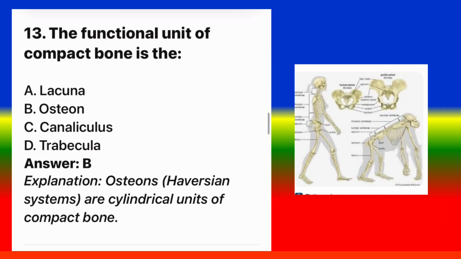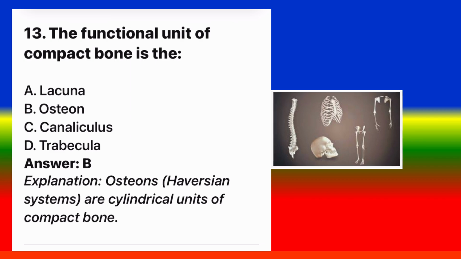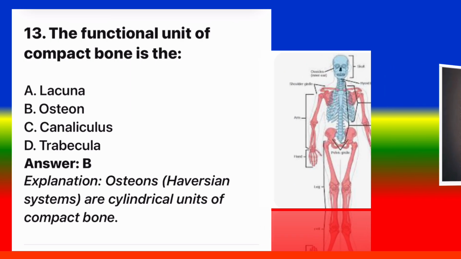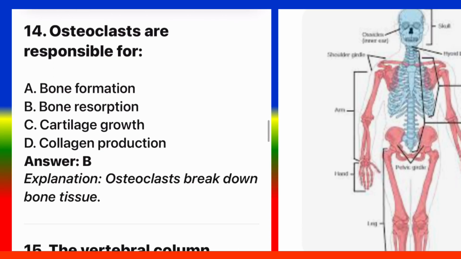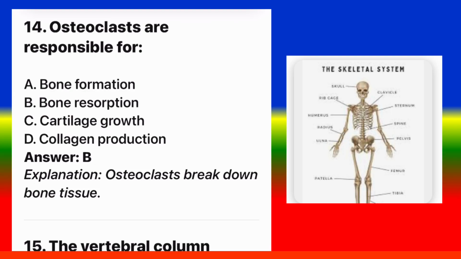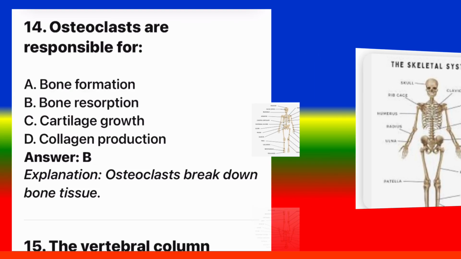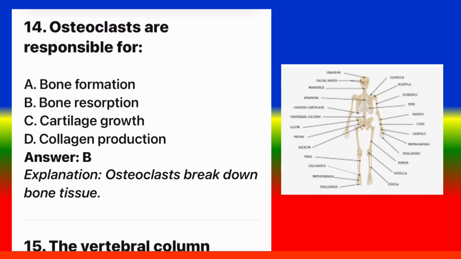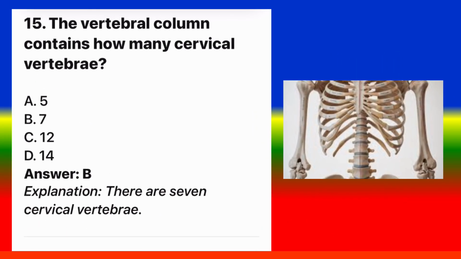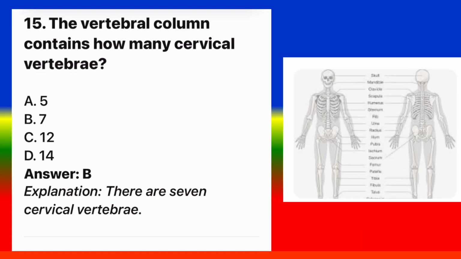13. The functional unit of compact bone is the: A. Lacuna, B. Osteon, C. Canaliculus, D. Trabecula. Answer B. Explanation: Osteons, or Haversian systems, are cylindrical units of compact bone. 14. Osteoclasts are responsible for: A. Bone formation, B. Bone resorption, C. Cartilage growth, D. Collagen production. Answer B. Explanation: Osteoclasts break down bone tissue. 15. The vertebral column contains how many cervical vertebrae? A. 5, B. 7, C. 12, D. 14. Answer B. There are 7 cervical vertebrae.